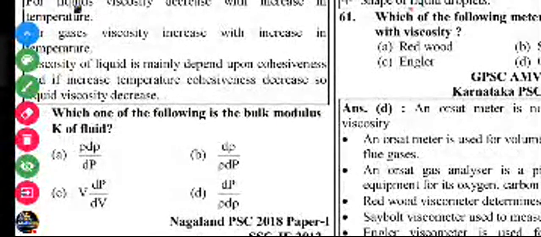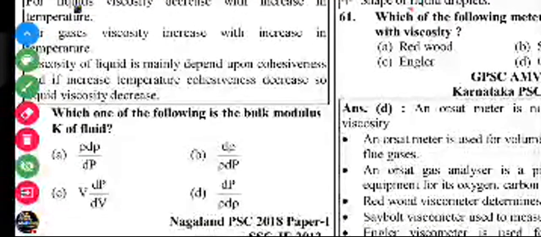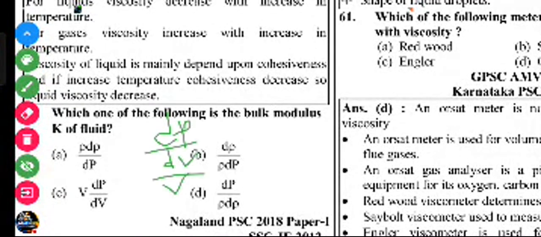Which one of the following is the bulk modulus K of the fluid? Bulk modulus is dP by dV by V. So option C is correct. Don't be confused between the bulk modulus and the compressibility.